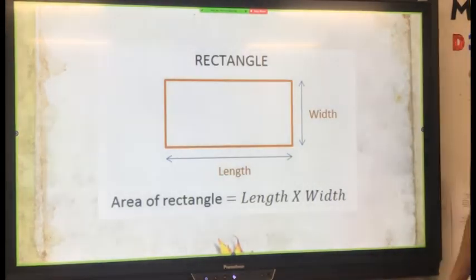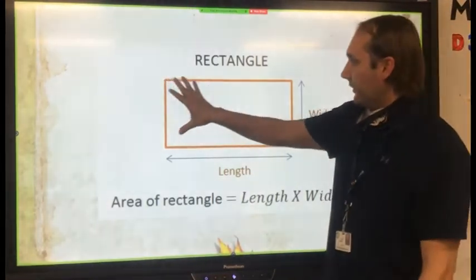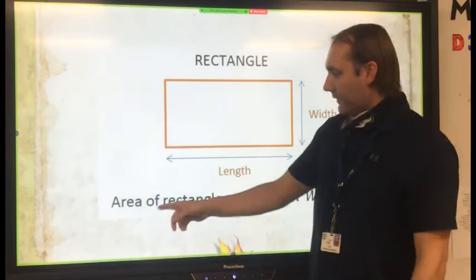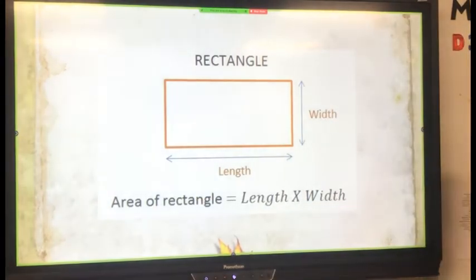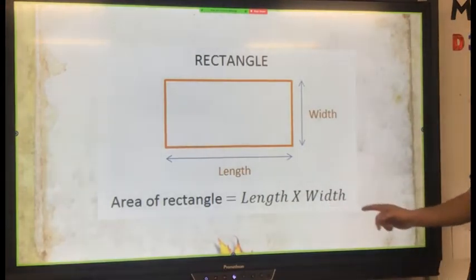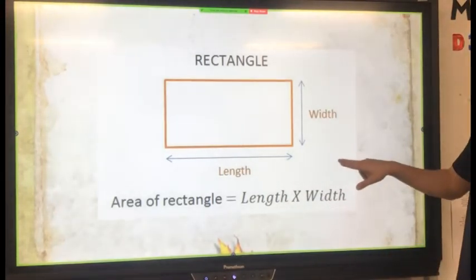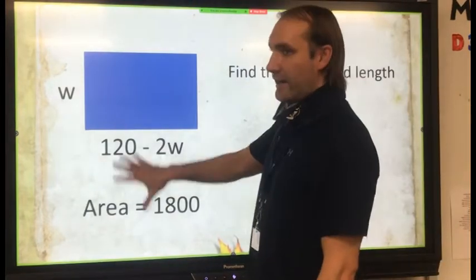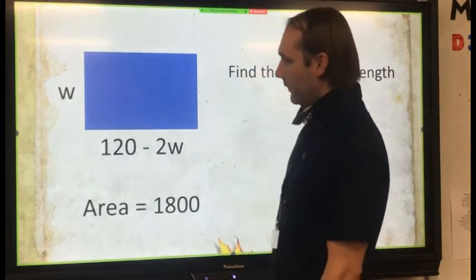Now, when we looked at linear applications, we saw the perimeter of a rectangle, which was adding. Now we want to look at the area of a rectangle because that's going to create our quadratic equations. The area of a rectangle is, of course, length times width. Multiplication. So before we get into word problems, let's look at how to set up a problem that's already set up for us.